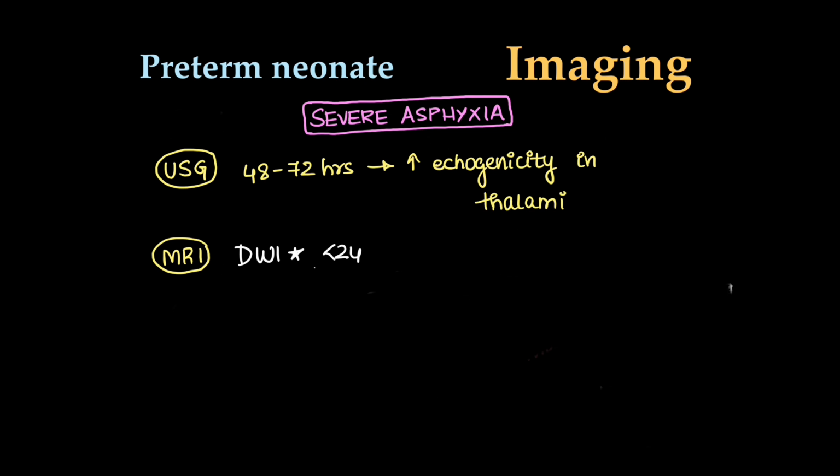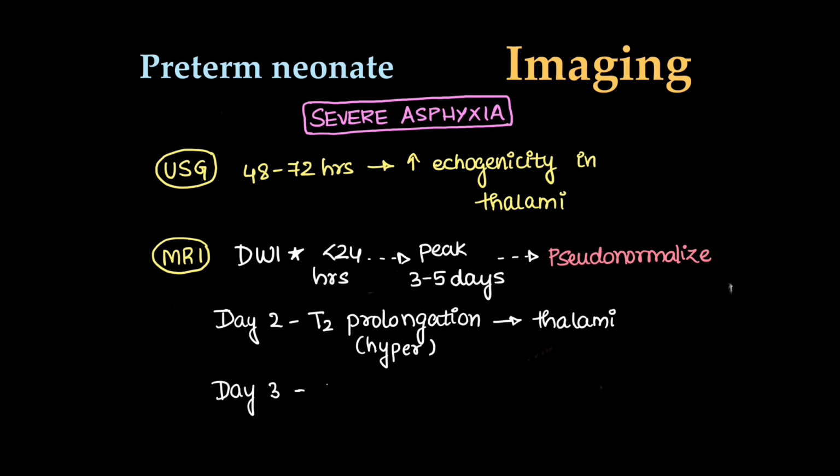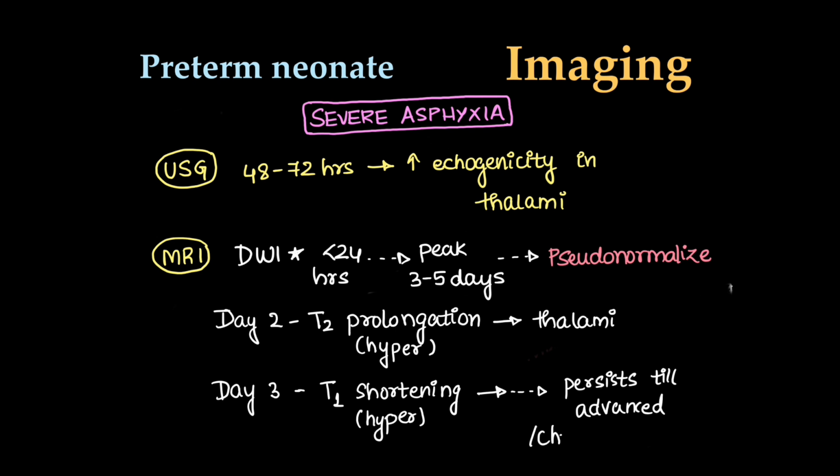MRI will show, again, diffusion weighted imaging within 24 hours will be positive, peaks in 3 to 5 days, and the findings will pseudo normalize at the end of first week. On day 2 we can see on T2 weighted imaging, there will be T2 prolongation, that is hyperintensity in thalami. On day 3 we can see T1 shortening, that is again hyperintensity, which will be seen up till chronic stages. That means it is persisting till advanced stages of the disease.